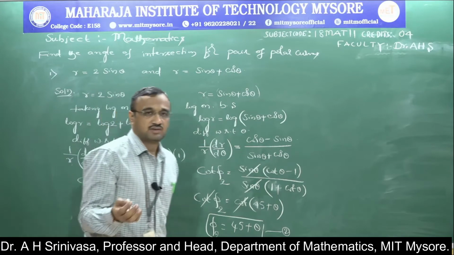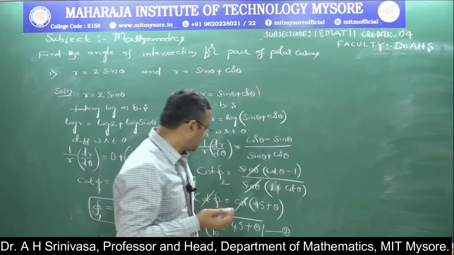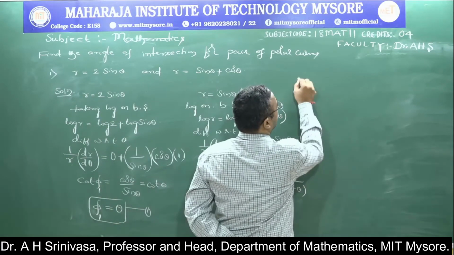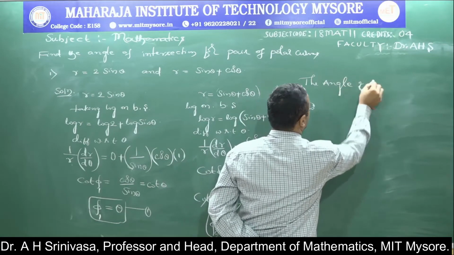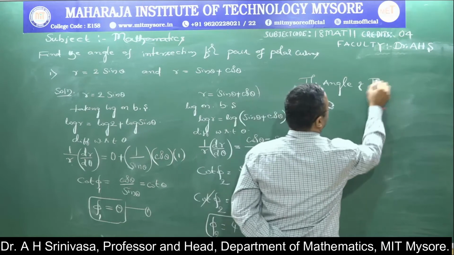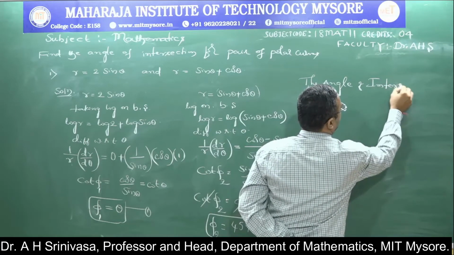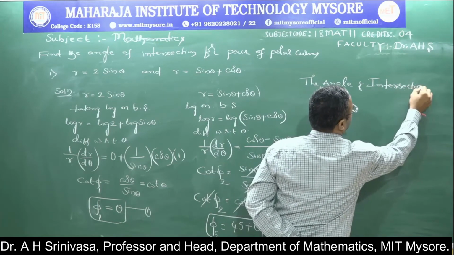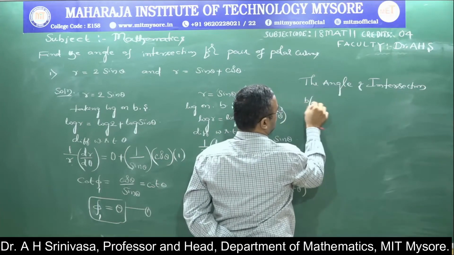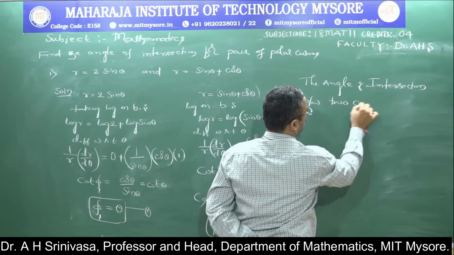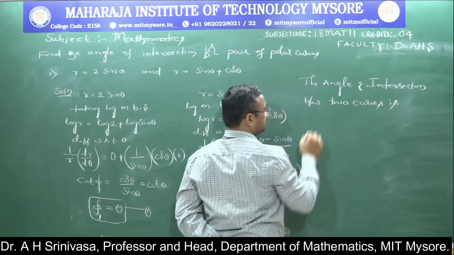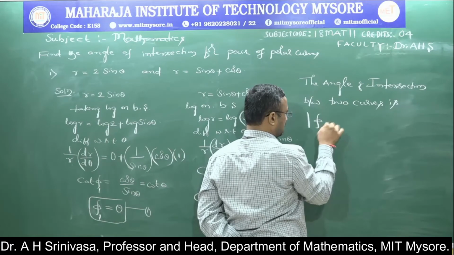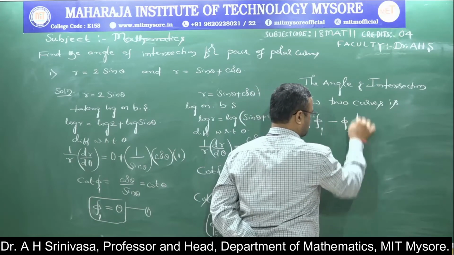So we know the formula. The angle of intersection between two curves is the absolute value of phi 1 minus phi 2.